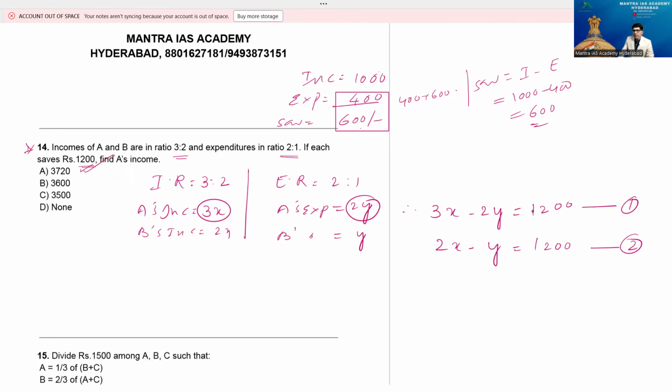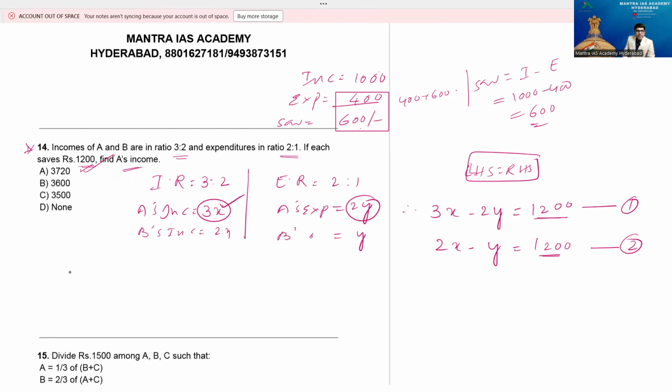So beta, when the RHS is the same, obviously the LHS must be the same. LHS is equal to RHS, the formula. You know this one from the school days. You might be knowing this one. So the LHS must be equal because my target is A's income. Implies I have to find out the value of 3x. By that I should know the value of x compulsorily.